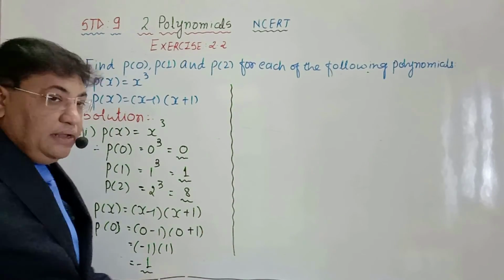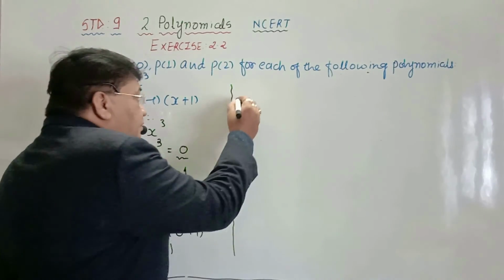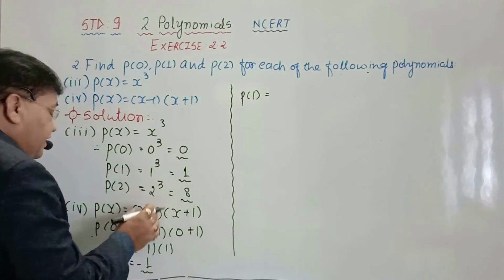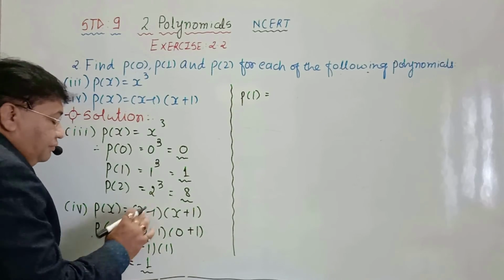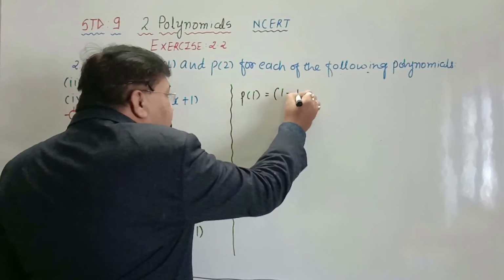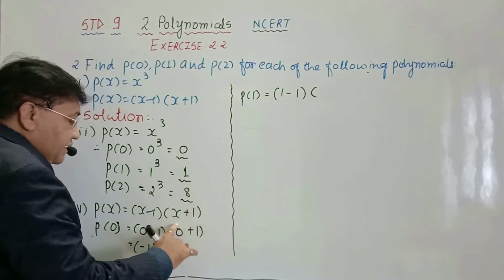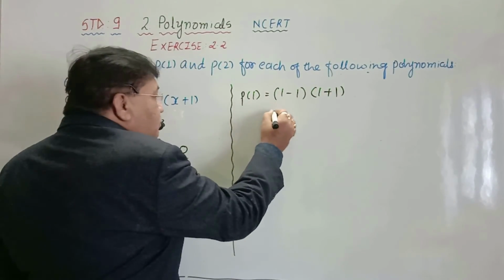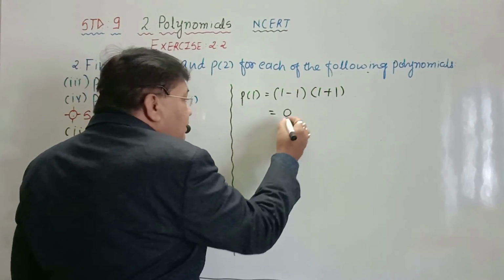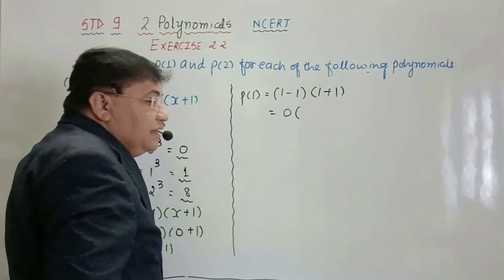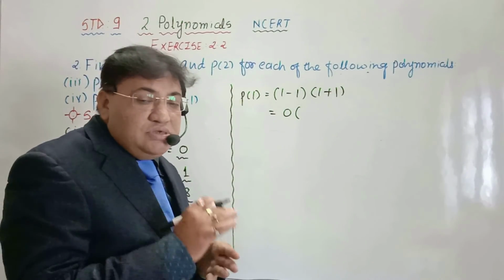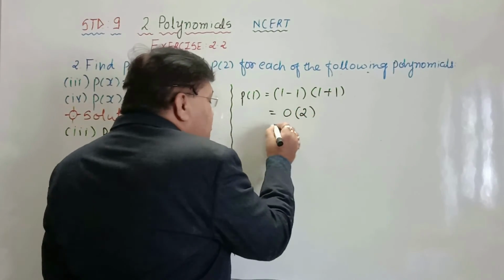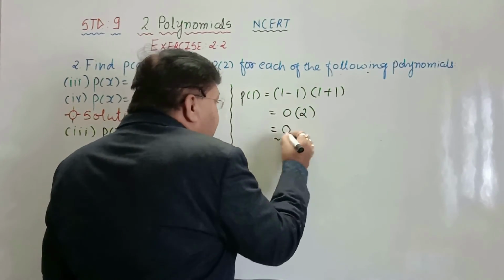Again we find here P1. In place of x, we write 1. So in the first bracket, we write 1 minus 1. In the second bracket, we write 1 plus 1. So 1 minus 1 is 0 in the bracket, because they are in multiplication form. So here we write the bracket. 1 plus 1 is equal to 2. 0 into 2 is equal to 0.